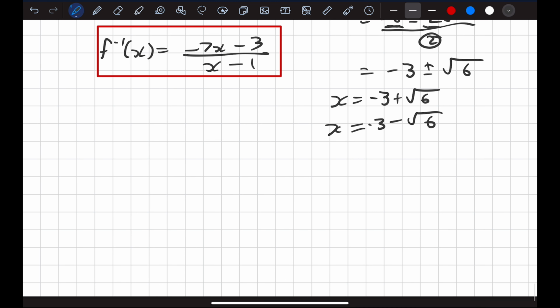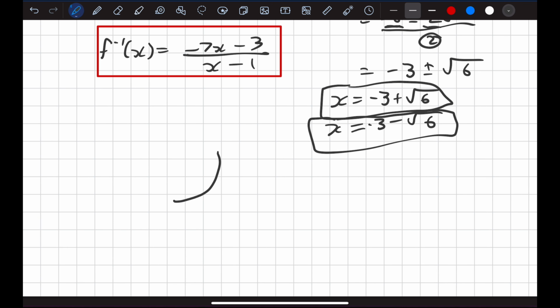These are the two points on the graph where the graphs intersect. If you put that into Desmos, it should look something like this is the original graph, and the new one should look something like that. You can put it into Desmos to find out, and you'll have your intersecting points right here. And that is how you do that question.